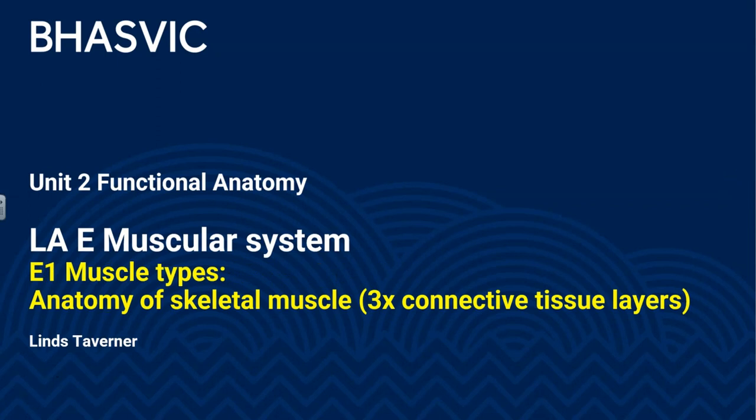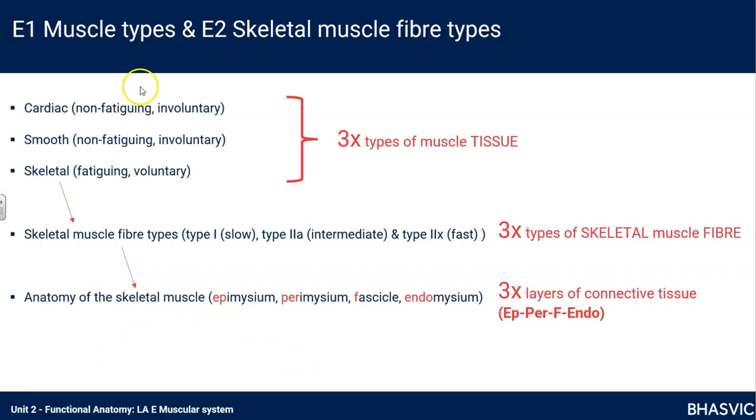So the last section of E1 muscle types is about the specific structure and anatomy of skeletal muscles, and within this topic you have to learn the names of the three layers of connective tissue. Here's the spec. We've learned already about the three types of muscle tissues: cardiac, smooth, skeletal. Then we learned more about the types of skeletal muscle fiber, and now we're going to learn about a muscle and how it's not a solid muscle. It's actually made up of lots of components, and as I said, you've got to learn the names of the three layers of connective tissue, and I'll give you a way of trying to remember that.